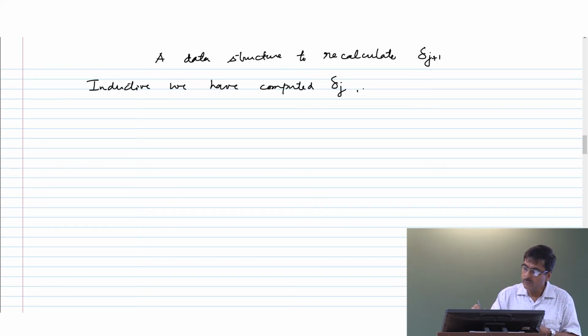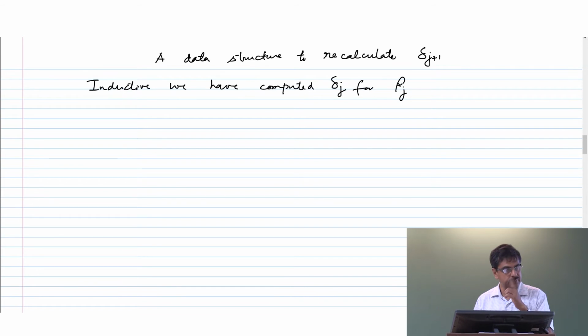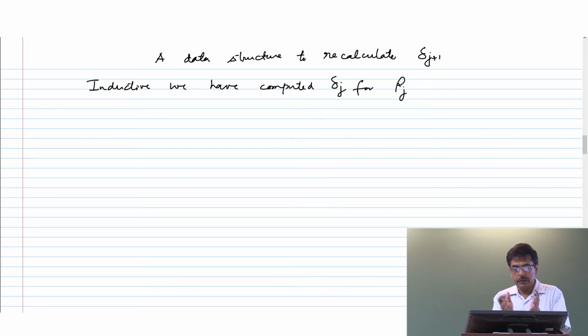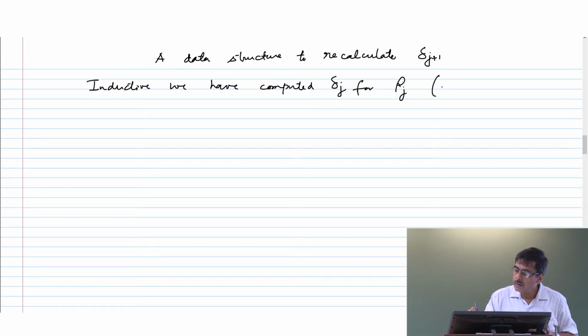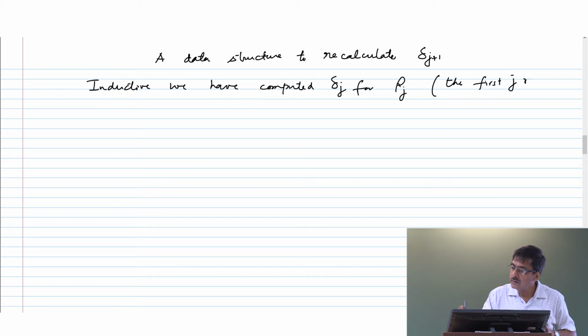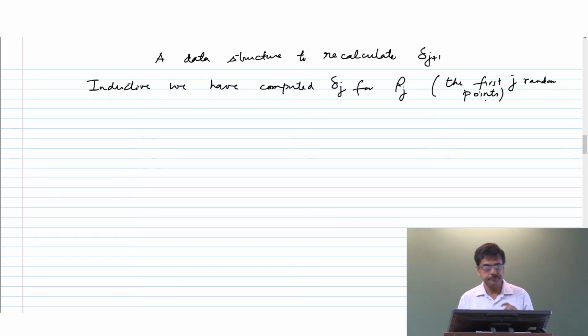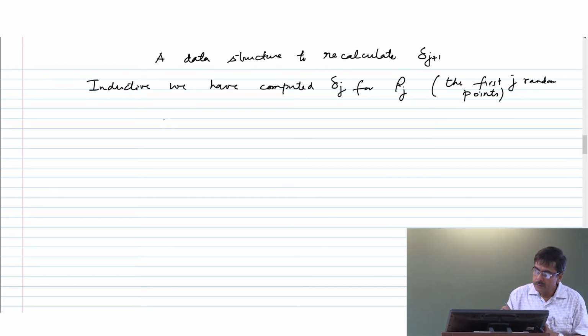So, let me do the following, for the set Pj, the first j points. And this Pj is defined by that random permutation, the first j random points. So, let me define a grid.